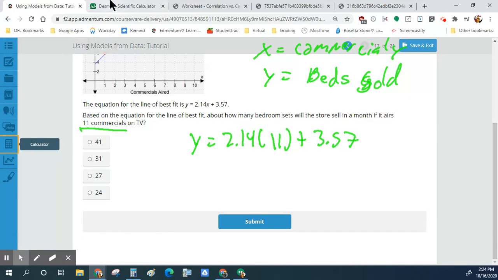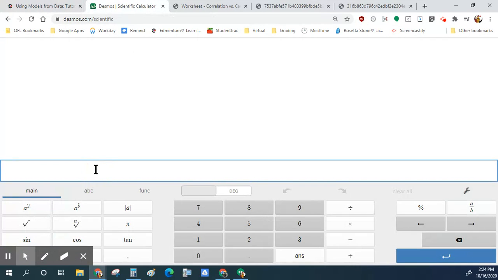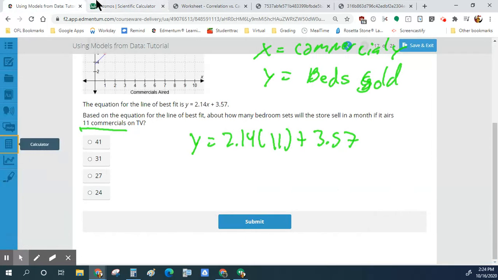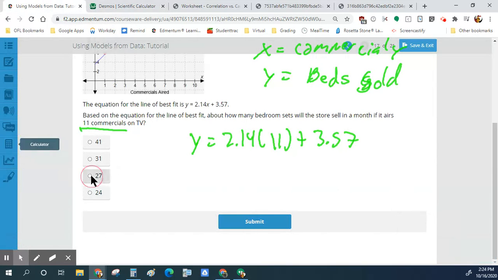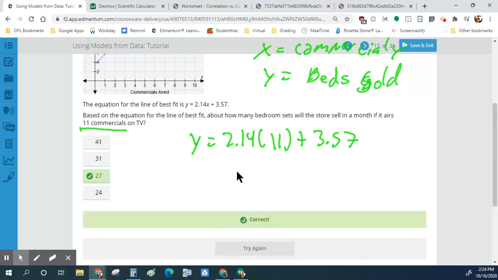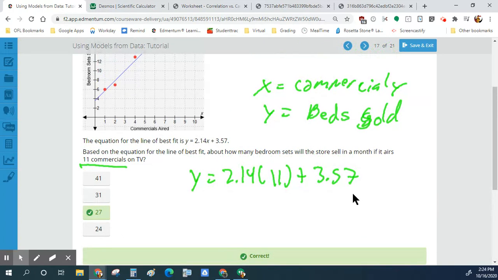So what I'm going to do here is enter 2.14 parentheses, the first one, 11. Be careful when you're switching tabs because for some reason Desmos hates it when you switch tabs. Plus 3.57. And we see here that our answer is 27.11. So 27 is going to be our best approximation, because we can't sell 0.11 of a mattress.